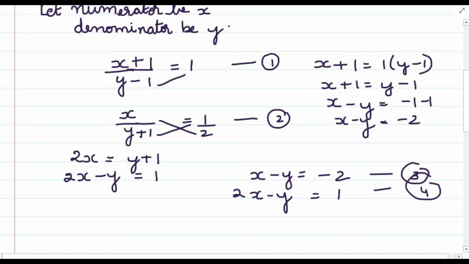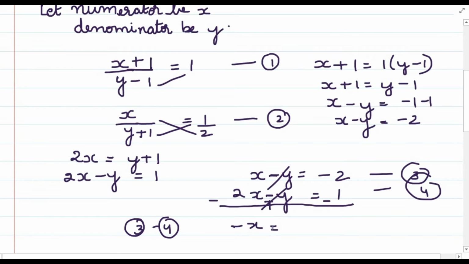Here the coefficient of y is already the same, isn't it? It is 1, and they are in the same sign, so you need to subtract. So I am going to do 3 minus 4. When you subtract, you have to change the sign. Now y and y will get eliminated. Now 1 minus 2 is minus x, minus 2 minus 1 is minus 3. So what will be the value of x? x is 3. So the numerator is 3.